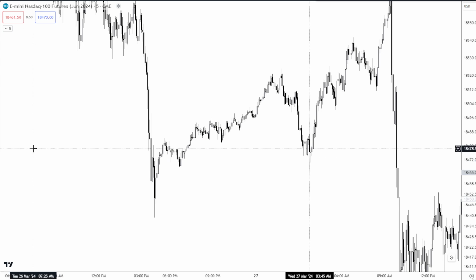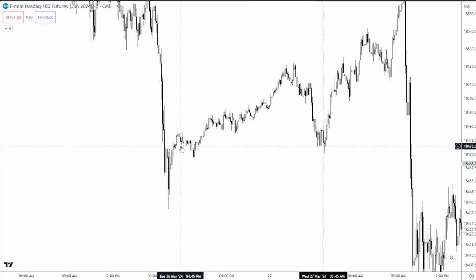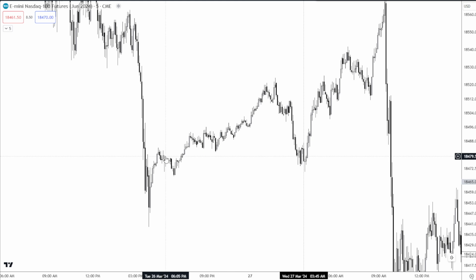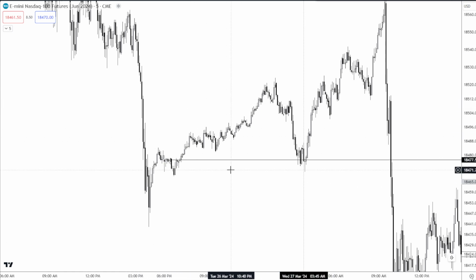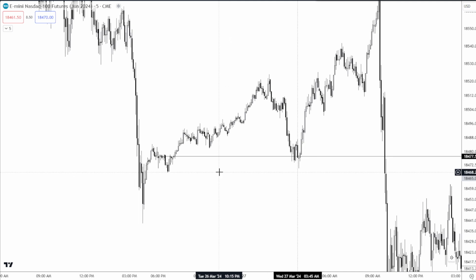Had the open of which candle? The midnight open, I'm guessing, or daily candle open. It's the daily candle open, yeah. Right, so time aligns here, that's good. Right, you want to buy below this to create the wick.